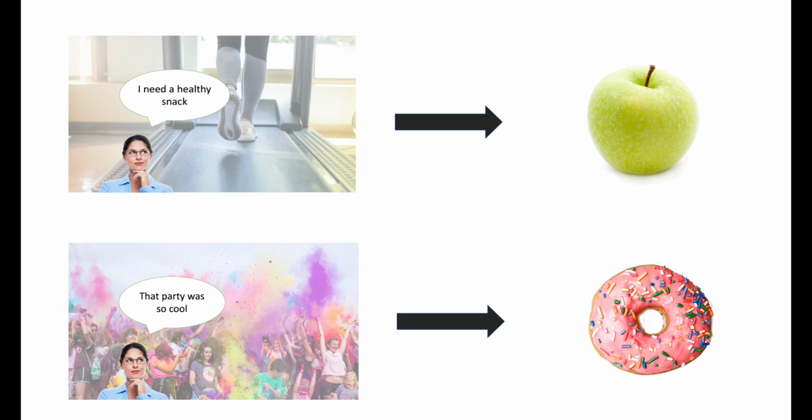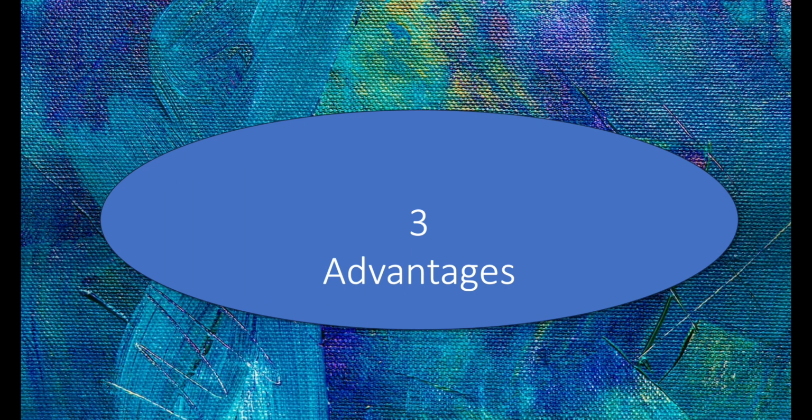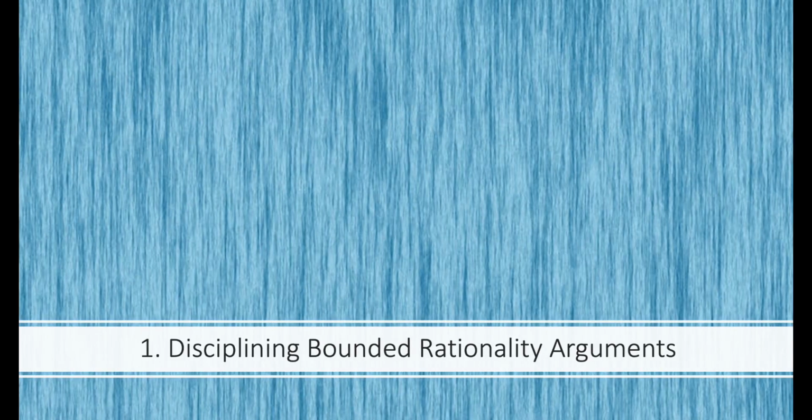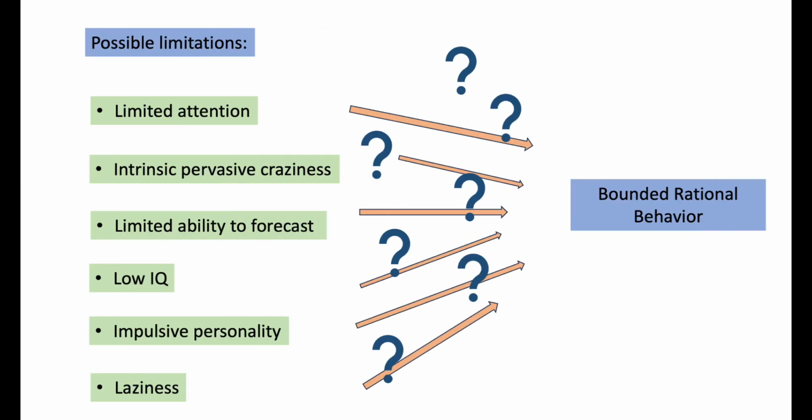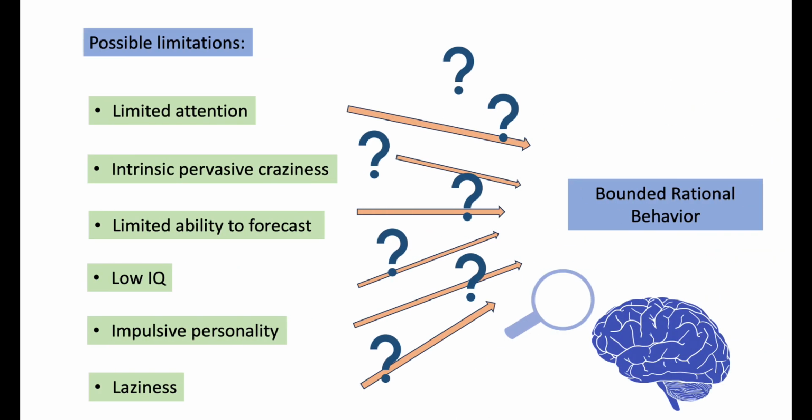There are three major advantages to approaching economic decision-making from a neuroeconomic theory angle. Let's break them down. First up, disciplining bounded rationality arguments. Now, we all know that humans aren't always the perfectly rational decision-makers that traditional economics assumes. Bounded rationality, the idea that our cognitive limitations shape our choices, can be modeled in countless ways. But neuroeconomic theory steps in to offer us clear guidelines about the constraints that are essential for decision-making processes.